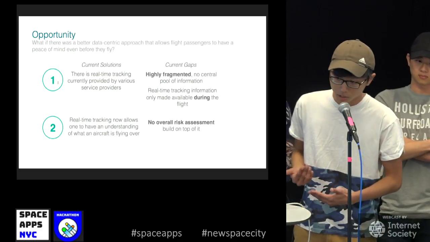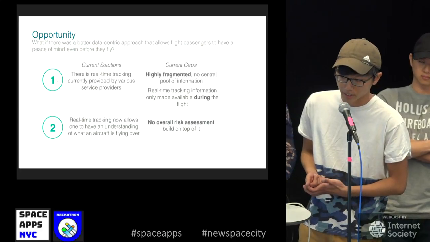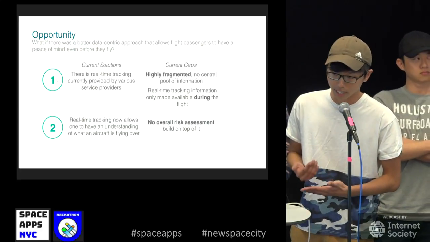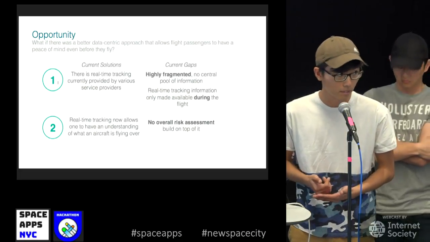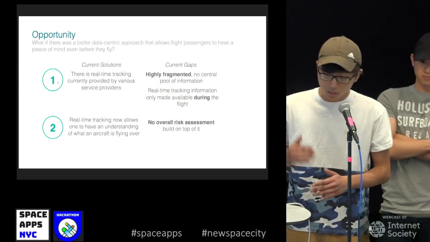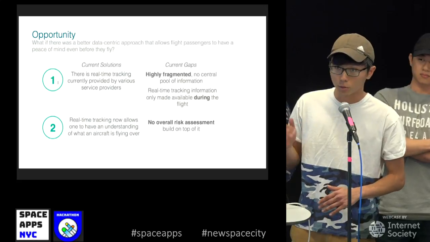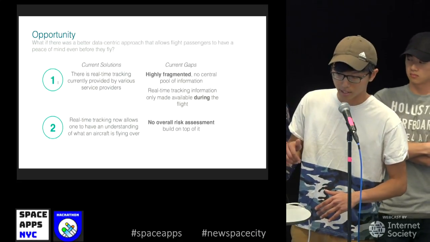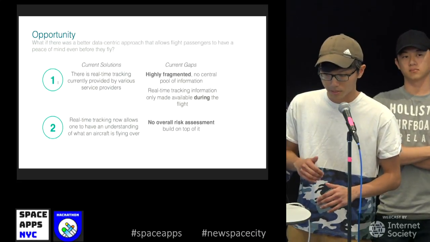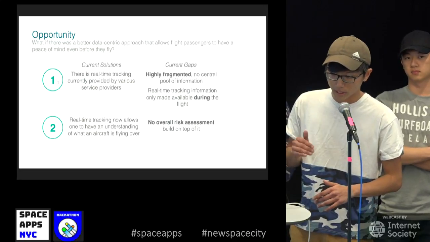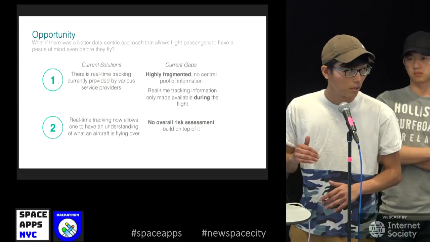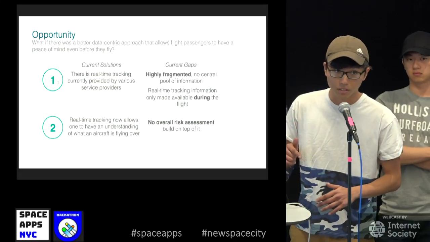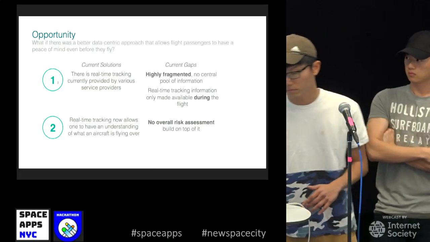So the current solutions out there are real-time tracking provided by various service providers, many apps and many resources, but they're all highly fragmented. At the same time, real-time tracking information is only live during the flight itself. The second issue we realized was that real-time tracking only lets one understand what an aircraft is flying over, but there's no overall risk assessment of that particular flight path.